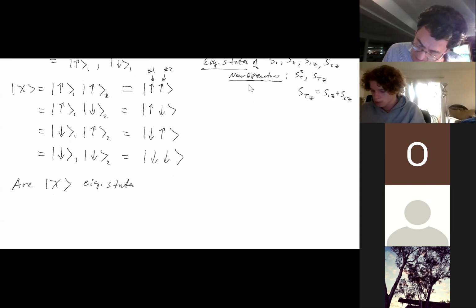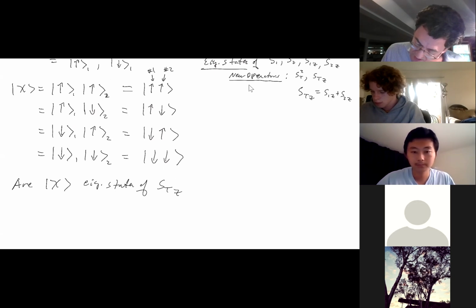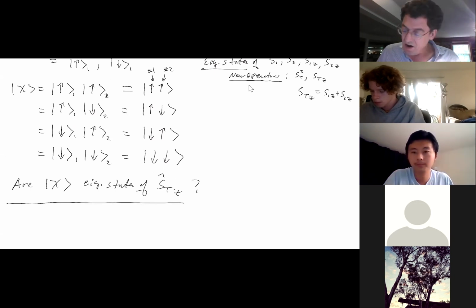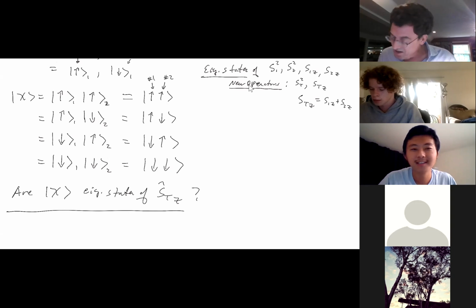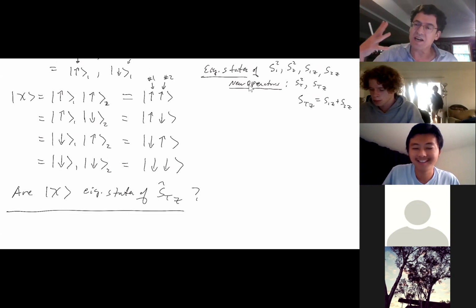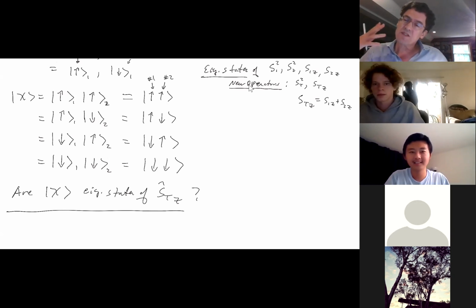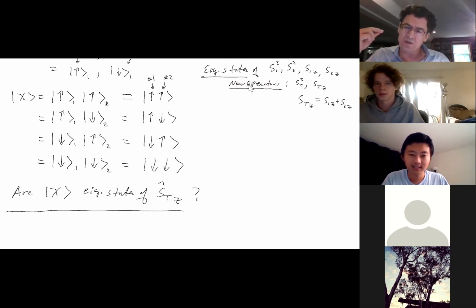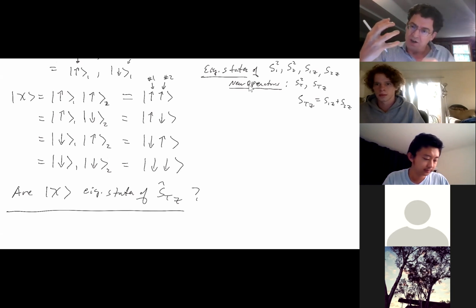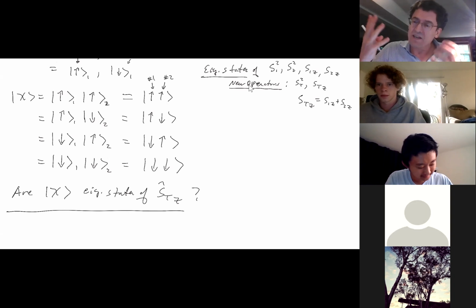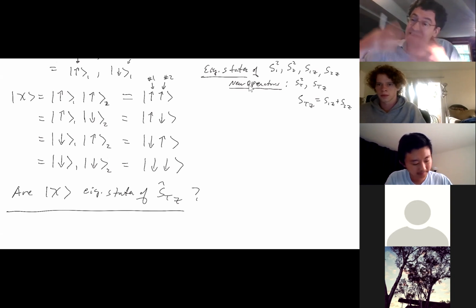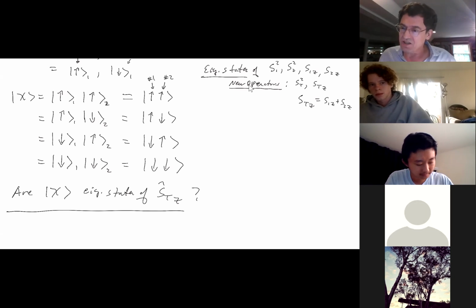eigenstates of S total z? Are they? I think so. Well, yeah, they are. And the way to see that, if it's not obvious to you, and someone says to you, is this state an eigenstate of this operator? If it's not obvious to you, then what you should always do is just take the operator, hit the state, and see what you get. And if you get a constant times the state, then it's an eigenstate. So I suggest that you all do this.